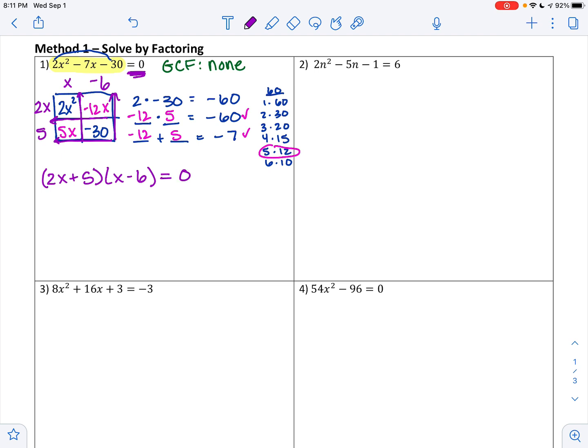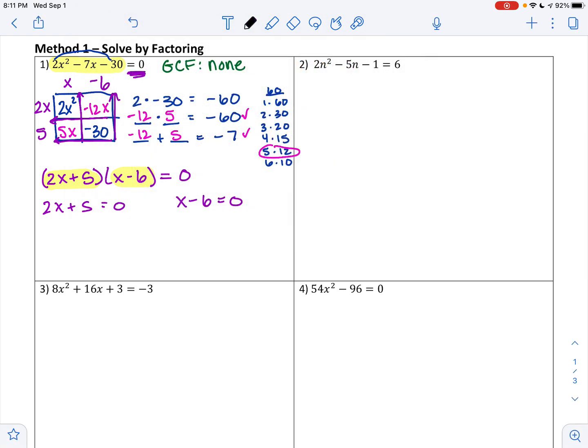From here, we can use the principle of zero products. And if you remember back to Algebra 1, all that means is that if you have 2 numbers being multiplied together and it equals 0, then one of those 2 numbers must be 0. So either this factor equals 0 or this factor equals 0, because this factor times this factor is 0. So we can just set each of those factors to 0.